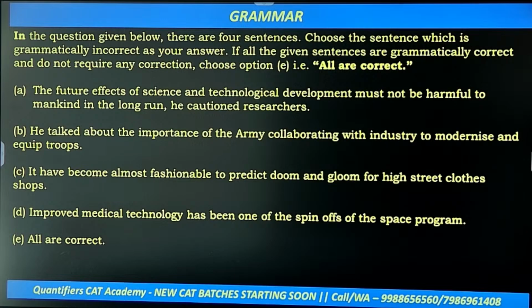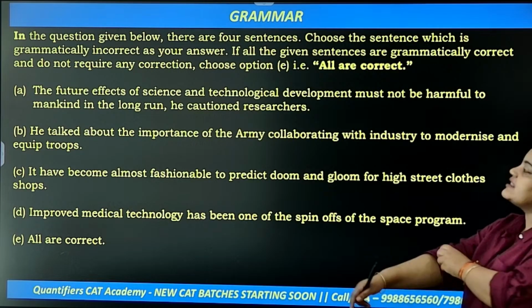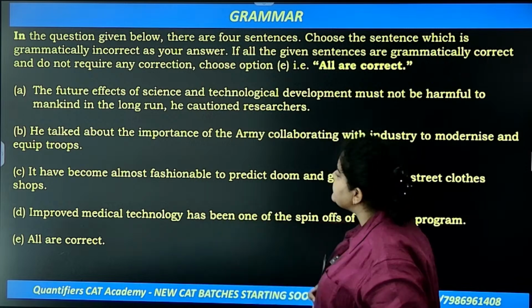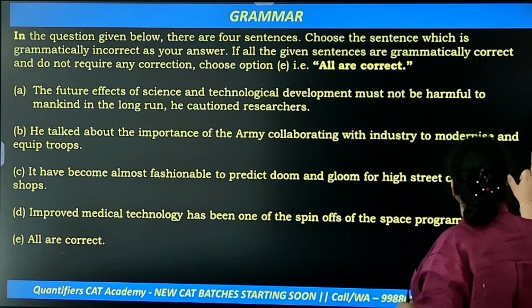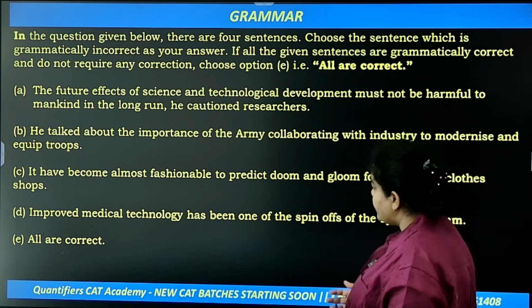Okay, let's discuss. I think so. It's very easy, a no-brainer kind of a question. Okay. But I'm sure that the problem you must have faced in this particular question type is that you need to pick up the sentence which is grammatically incorrect, right?